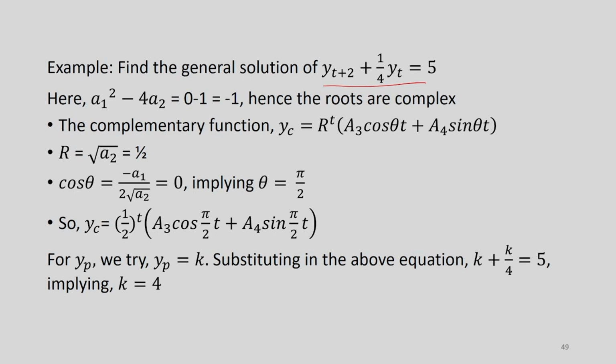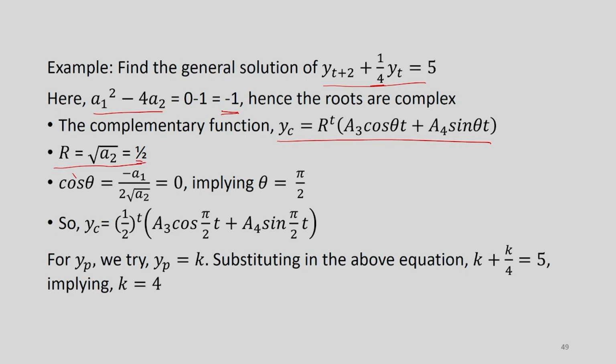First, we look at the term a1 squared minus 4a2, which is crucial. In this case it turns out to be minus 1, which means that the roots are going to be complex. And if the roots are complex, we know that the complementary function is given by yc is equal to r to the power t times (a3 cos theta t plus a4 sin theta t), where r is equal to root over a2. What is a2? a2 is equal to 1/4. So, root over a2 will be half. Remember, we are taking the positive root here.